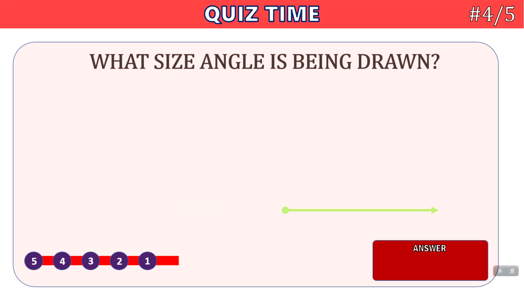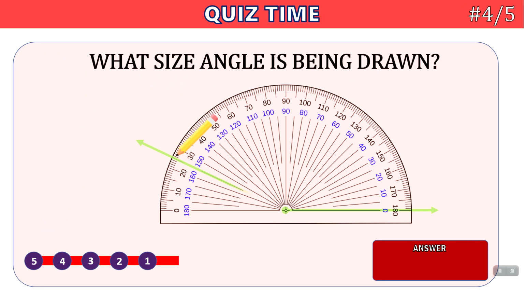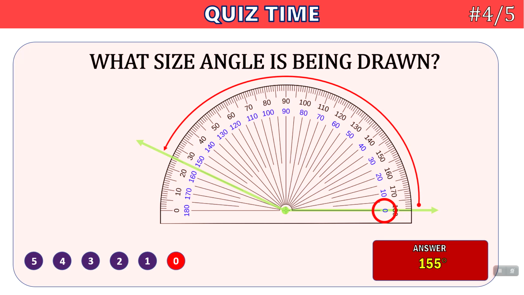Number 4, what size angle is being drawn? Time's up. The answer is 155 degrees. Again, we locate where the 0 is on the ray that runs from left to right, or horizontal. That's the inside scale in this case, and we go all the way around to where the second ray is. That stops between 150 and 160. The midway point is 155.